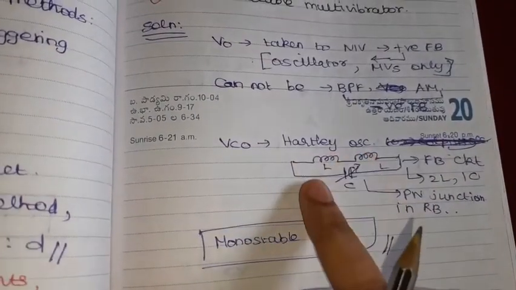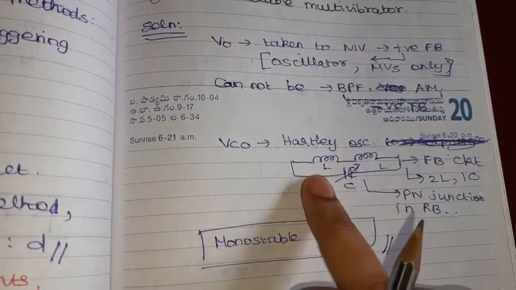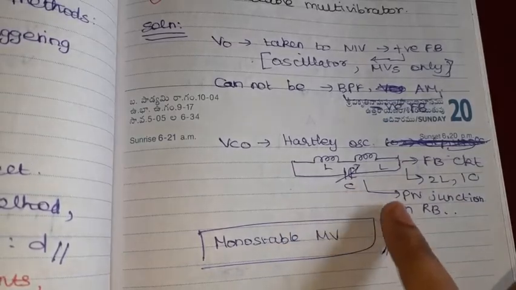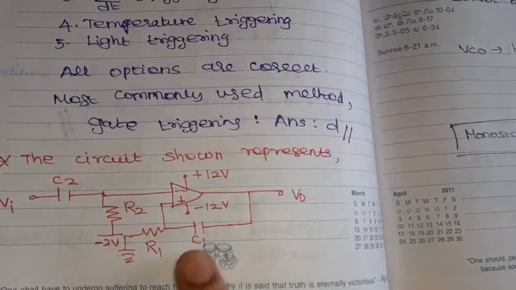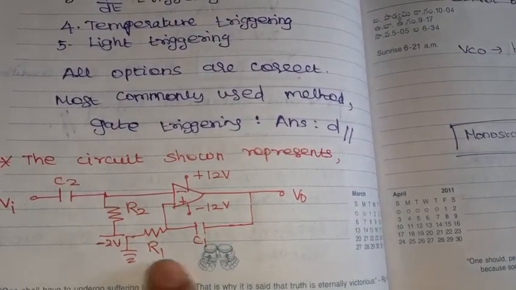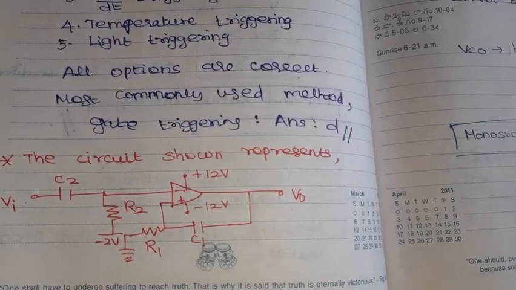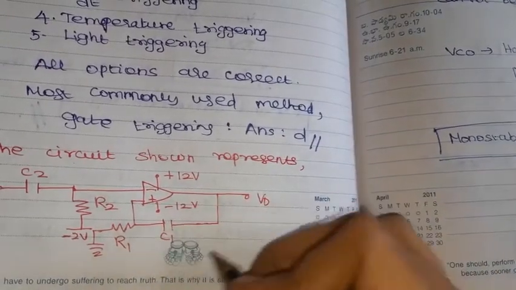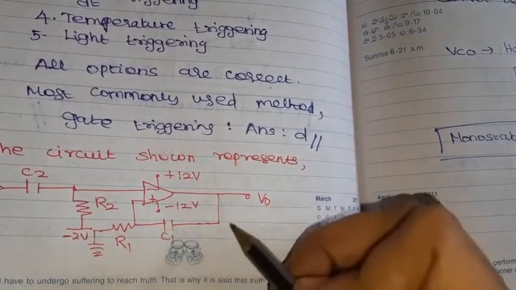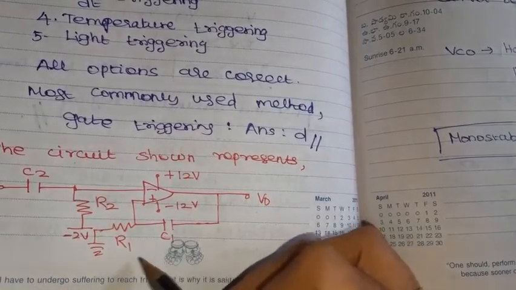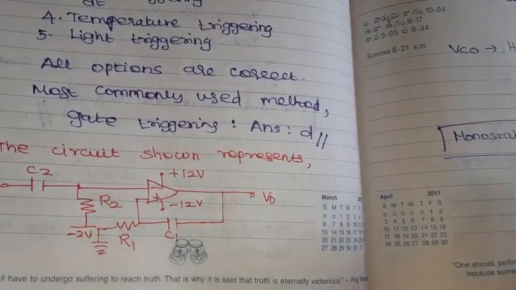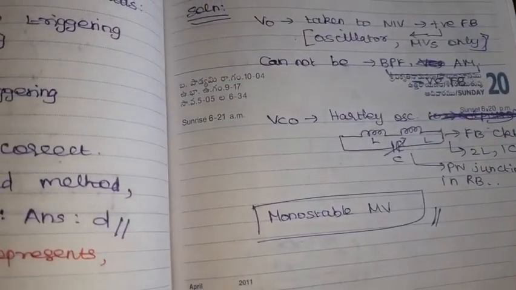Hartley oscillator will be in the feedback circuit. A Hartley oscillator means it will have 2 inductors and 1 capacitor. The PN junction is also in reverse bias. If it is an oscillator with voltage control, then what will be in the feedback circuit? That is the Hartley circuit, with 2L and 1C. R and C are only for the monostable multivibrator. If the feedback element is a resistor and capacitor, then it is called a monostable multivibrator, which is the right option.